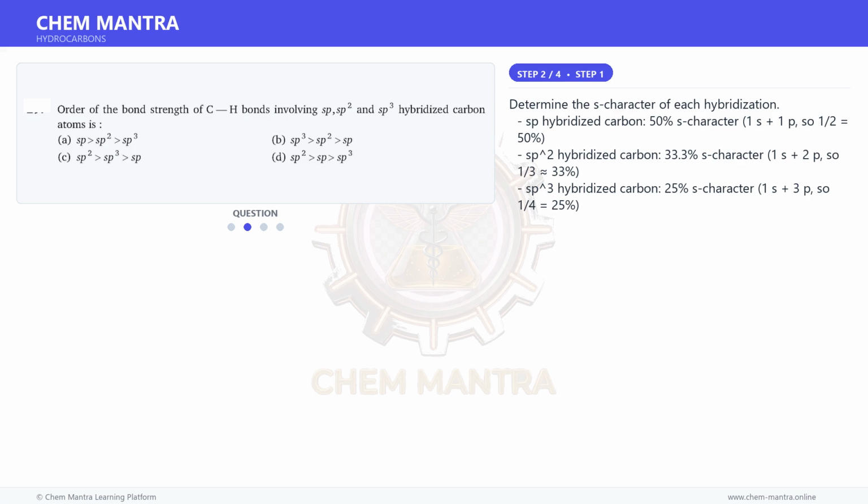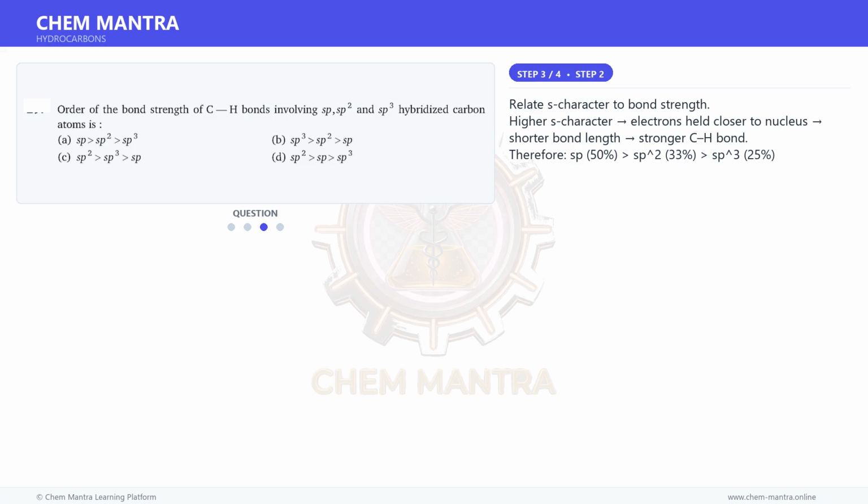sp hybridized carbon, 50% S character, 1s plus 1p, so a half is equal to 50%. sp2 hybridized carbon, 33.3% S character, 1s plus 2p, so 1/3, 33%. sp3 hybridized carbon, 25% S character, 1s plus 3p, so a quarter is equal to 25%.